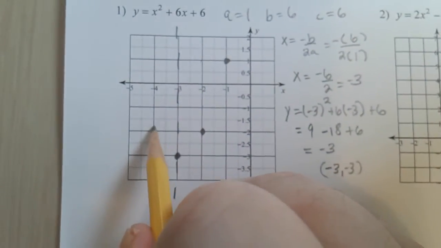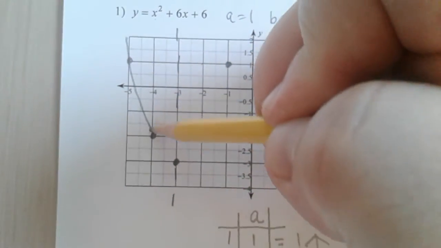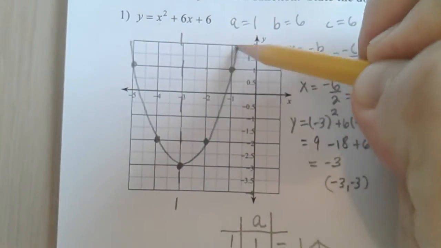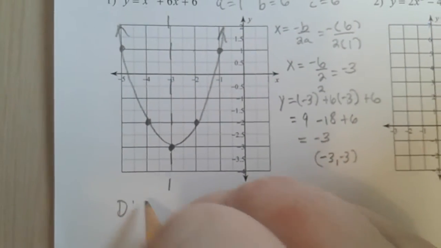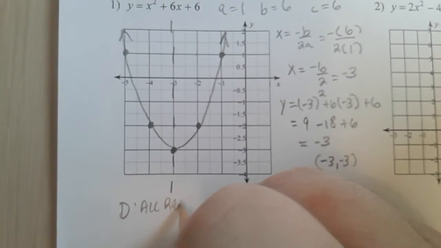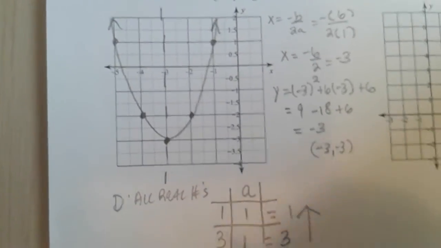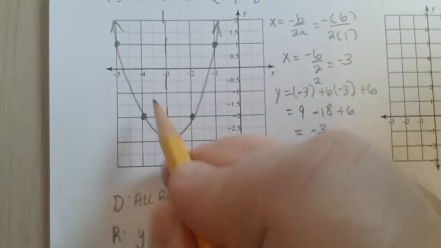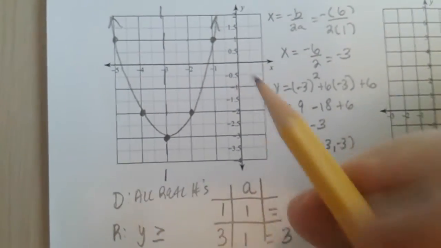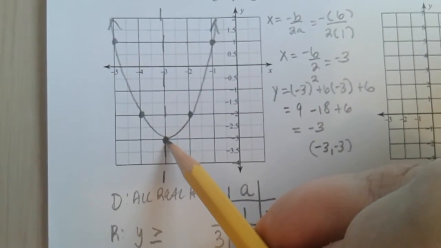Use the idea of symmetry to reflect those points. And then draw in your parabola. The domain, we said for every problem, is all real numbers. The range, this one opens up, so we know it's going to be greater than or equal to, because this is the minimum, this is the bottom of the curve.